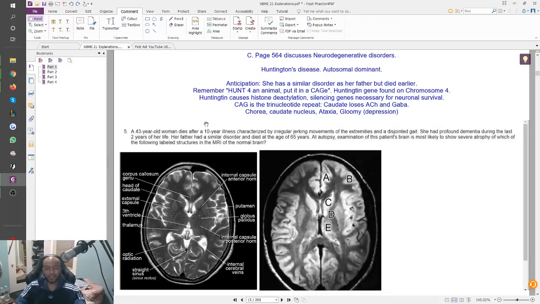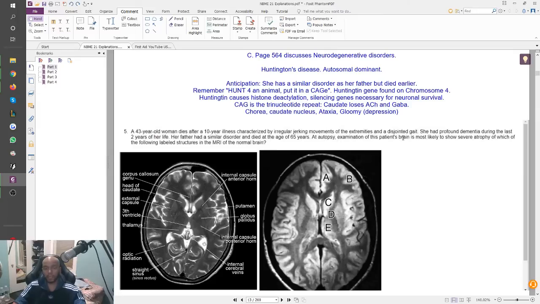A 43-year-old woman dies after a 10-year illness characterized by irregular jerking movements of the extremities and a disjointed gait. She had profound dementia during the last 2 years of her life. Her father had a similar disorder and died at age 65. Right, so you can see there's some level of anticipation happening. This patient must have gotten it even younger because she'd had it for 10 years and then she died at 43. So there's some level of anticipation there.